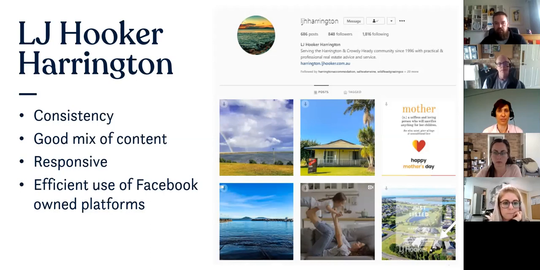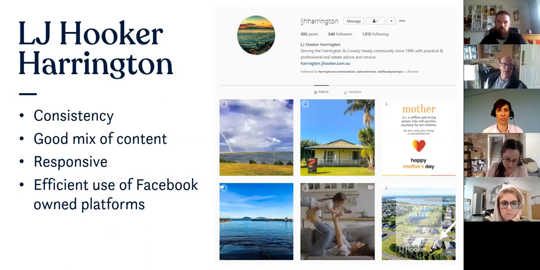And again, they're responsive. They get a fair bit of engagement as well. You can see there they've got 848 followers, which is a fair bit for a real estate agent. And they make efficient use of Facebook and platforms. So they post to Instagram and it directly posts to their Facebook page as well.